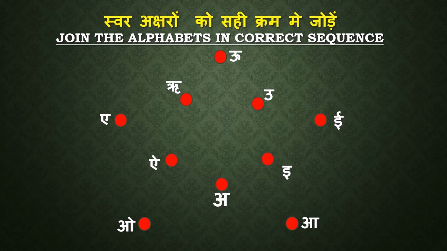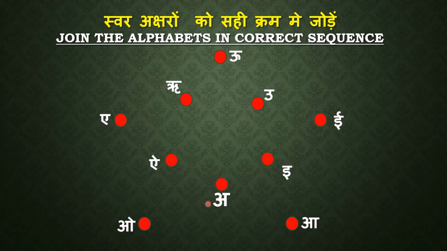So what does this activity say? It says, join the swar letters in the correct order. That means join the alphabets in correct sequence. For sequence, we have already done the first activity. Now it is another diagrammatic activity wherein we have to join the dots and find out which diagram it forms. Okay. So there are 11 dots. That means the last two letters are missing. It's okay. Let's find out by joining the dots.